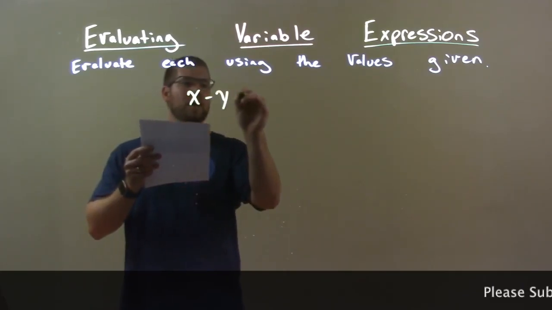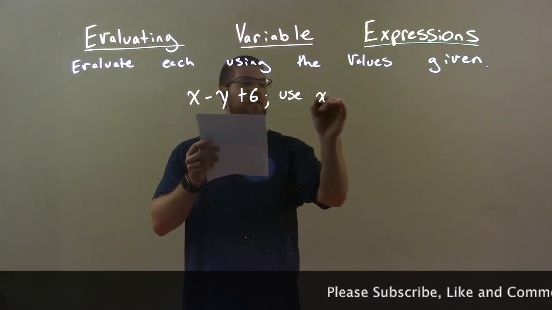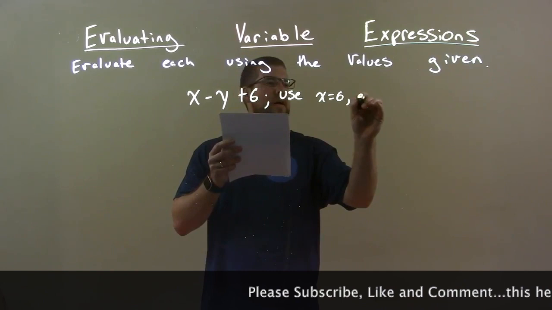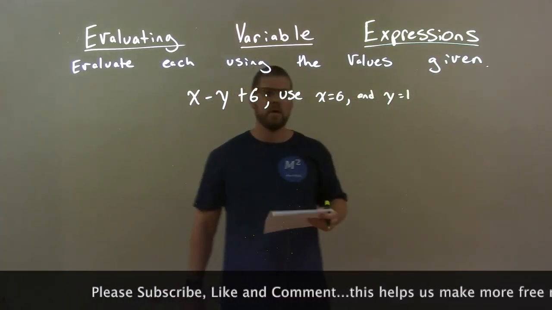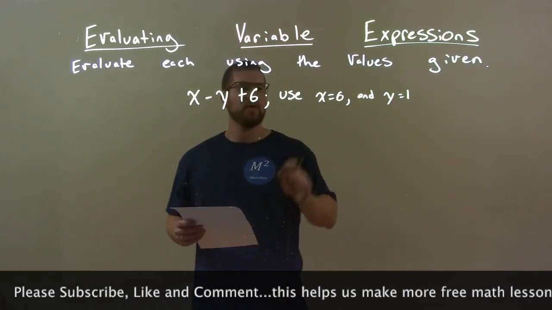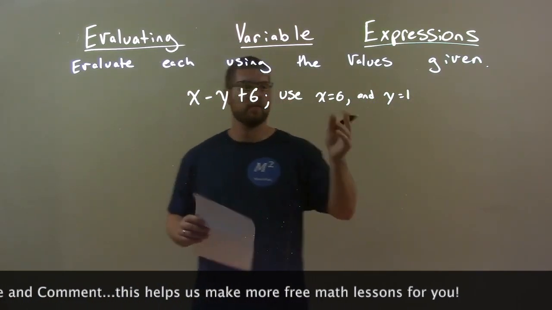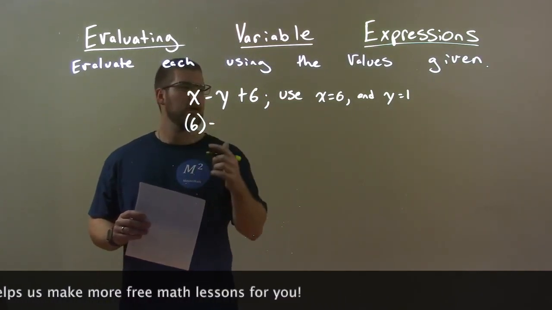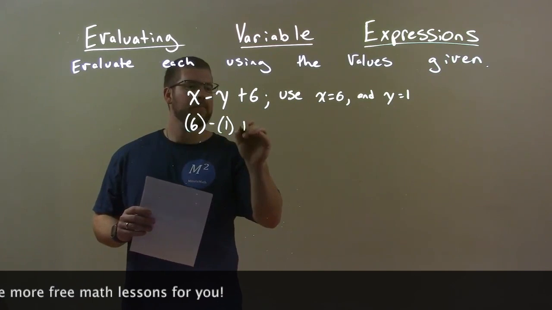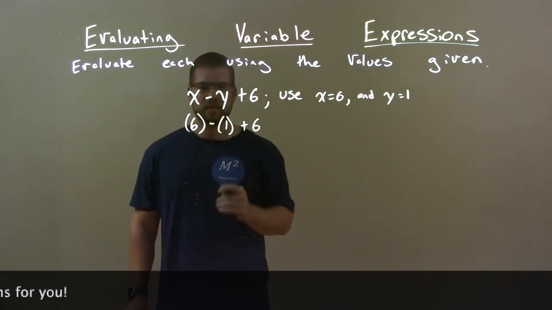X minus y plus 6. And we got to use x equals 6 and y equals 1. Okay? Well, first thing here, we need to substitute 6 for x and 1 for y. So let's do that. 6 here for x, parentheses to show I substituted it in, y is 1, and then we have plus 6.